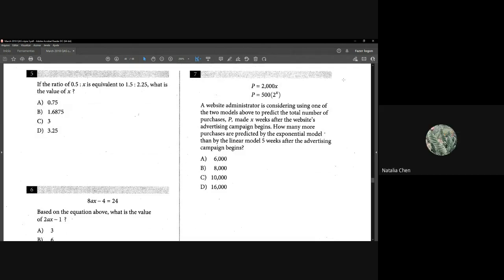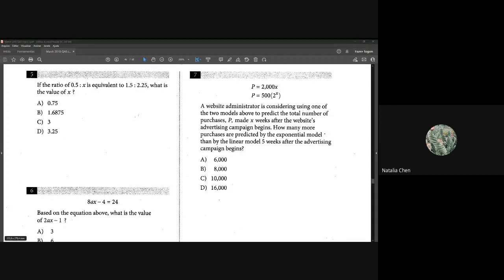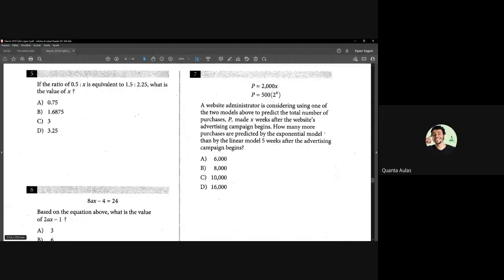A website administrator considering using one of the two models above to predict the total number of purchases P made X weeks after the website's advertising campaigns begins. How many more purchases are predicted by the exponential model than by the linear model 5 weeks after the advertising campaigns begin? 5 weeks. Tá bom. Então é 2.000 vezes 5, tem 500. 6.000. Muito bem.